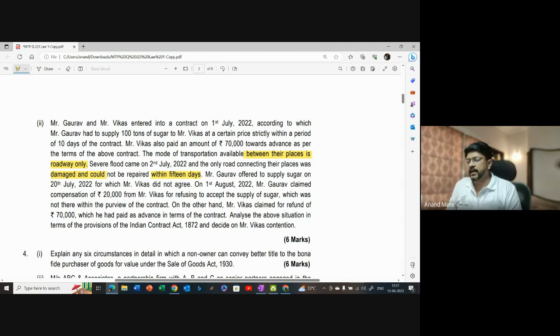Next, on the other hand, Mr. Vikas claimed for refund of ₹70,000, which he had paid as an advance in terms of the contract. Analyze the above situation in terms of the provisions of Indian Contract Act of 1872 and decide on Mr. Vikas's contention. Who is Vikas? Vikas is the buyer. And what is his contention? His contention is to claim the refund of ₹70,000 of advance. So you are required to specify, first of all, whether Gaurav or Vikas, who is correct, and then you are required to specify what are the next steps for Mr. Vikas to do.